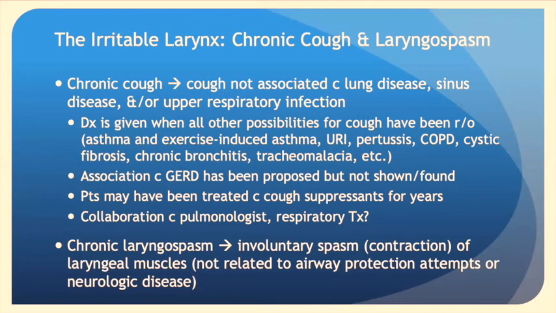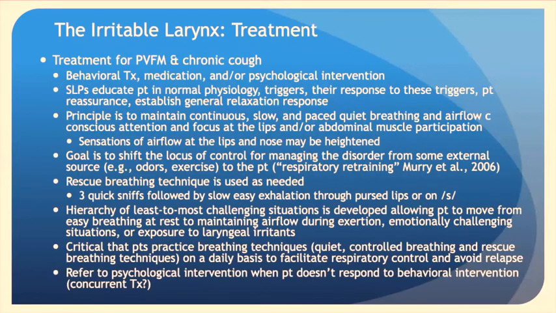There's also a chronic laryngospasm, which is an involuntary spasm or contraction of laryngeal muscles, not related to airway protection attempts during swallowing or some other neurologic disease. Now, treatments for PVFM and chronic cough include behavioral therapy, medication, and/or psychological intervention. So SLPs will educate the patient in normal physiology, discuss triggers and their response to these triggers, provide some reassurance, and then establish a general relaxation response.